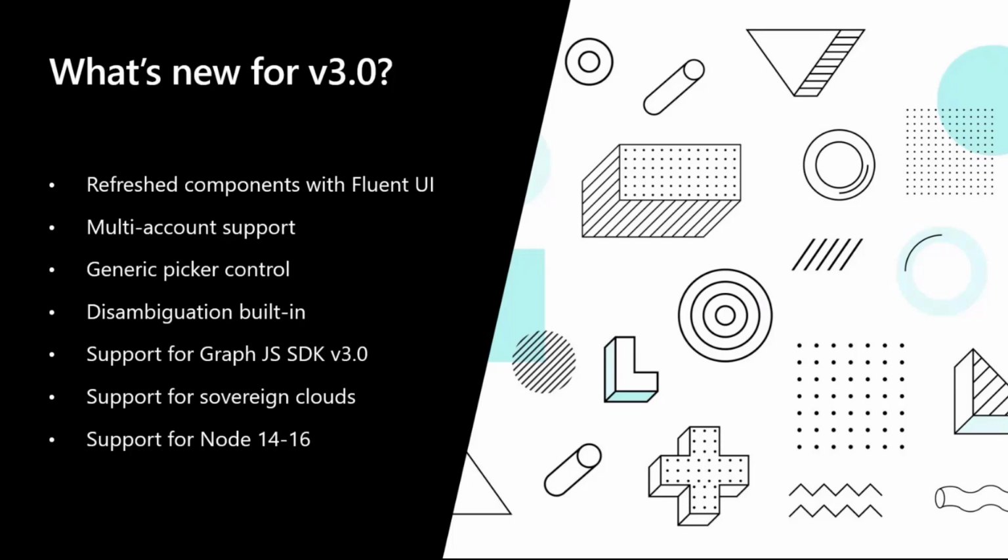We're also going to bring support for our sovereign clouds. So you will be able to use the Graph Toolkit natively in any of the community clouds, if you're on the DoD one, and in the cloud in China. So any sovereign clouds will now be fully supported thanks to the toolkit.